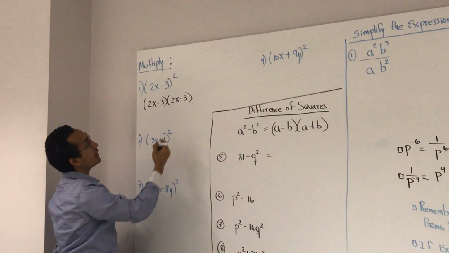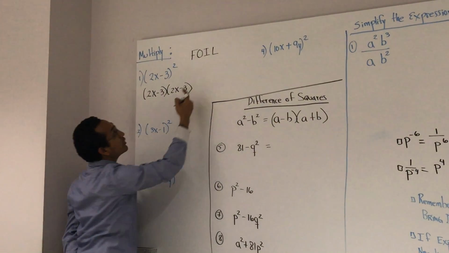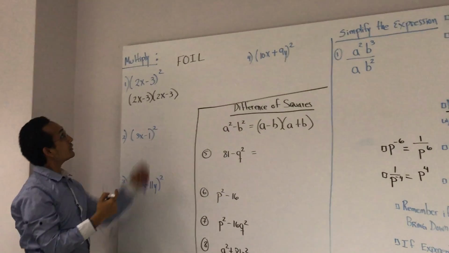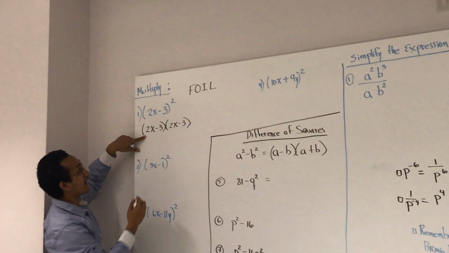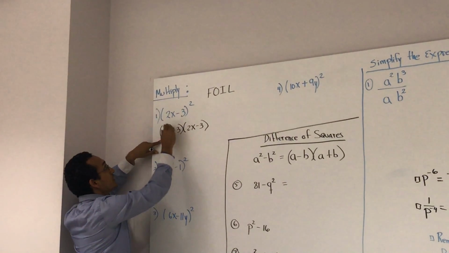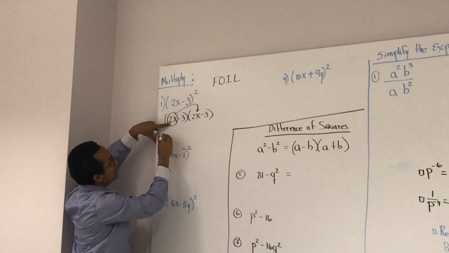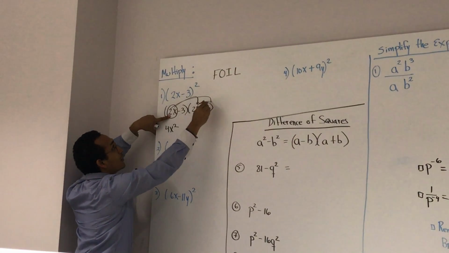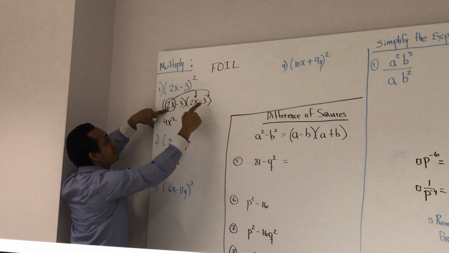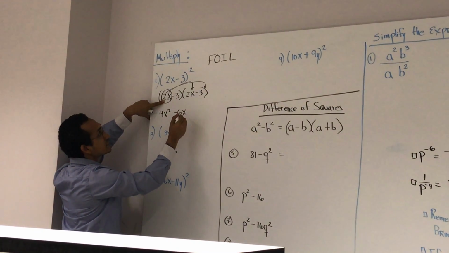In this case, you apply the FOIL method, which means first, outer, inner, and last. Now, in this case, the first is this guy, it's going to multiply this one. So 2x times 2x becomes 4x squared. Now the outer, right? Negative 3 times 2x, negative 6x.